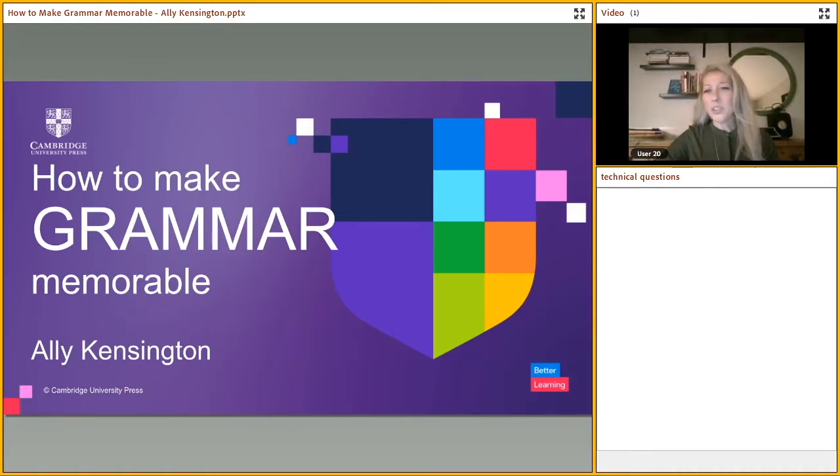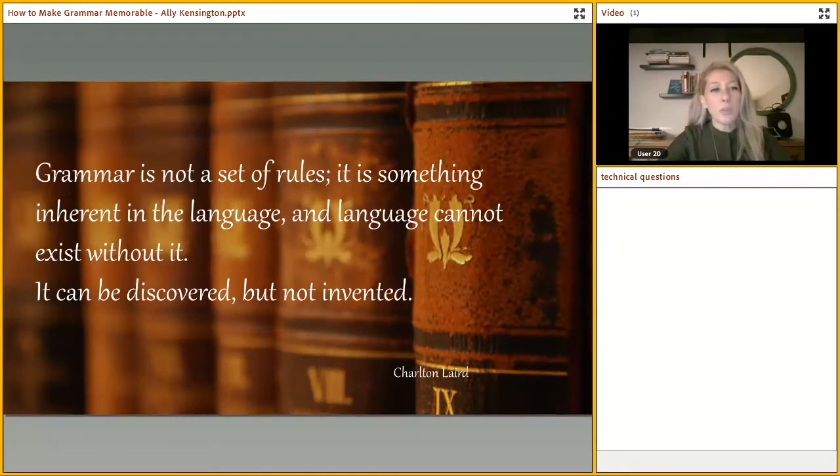Now, I want to start off with something that I value a lot. I love this quote: Grammar is not a set of rules. It is something inherited in the language, and language cannot exist without it. It can be discovered, but not invented. So true. You know what I always say about grammar? Grammar is the glue of the language. It brings everything together. Of course, vocabulary is important. Of course, skills are important, but grammar is the glue of the language. And I love the last part. It can be discovered, but not invented.